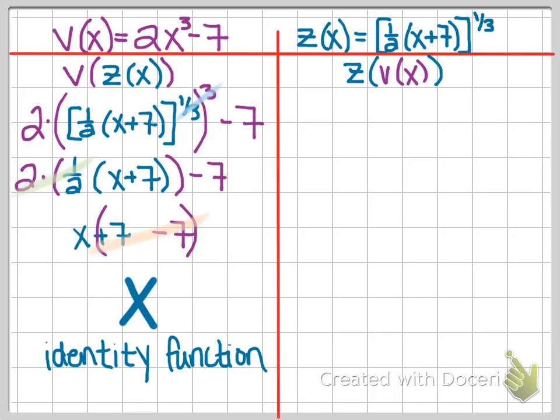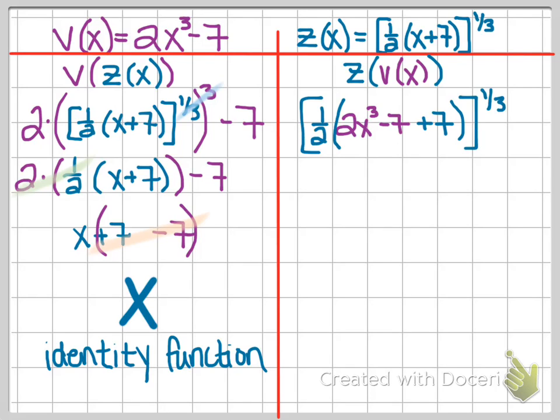This time I'm going to take v of x and I'm going to compose it within z of x. Every time I see in my z function the input quantity, I'm going to replace it with the entire function v. So start with 2 times a quantity cubed, times 2, take away 7, added to 7, taking that quantity, multiplying it by 1/2, and then taking that entire result and finally raising it to a 1/3 power.